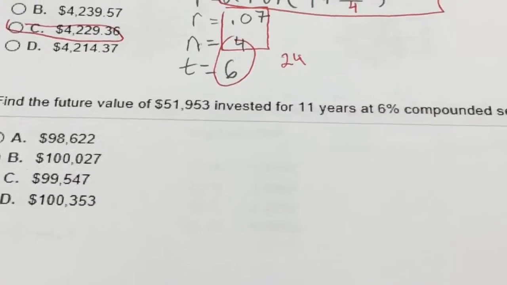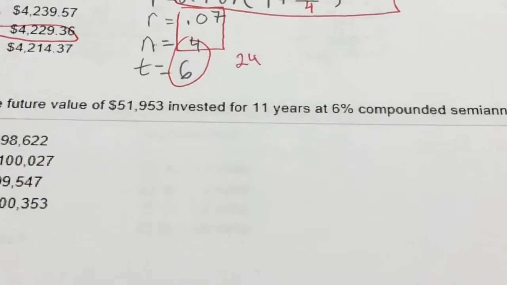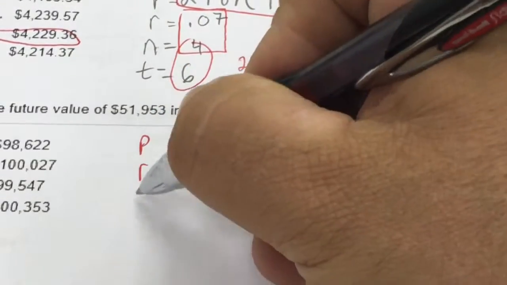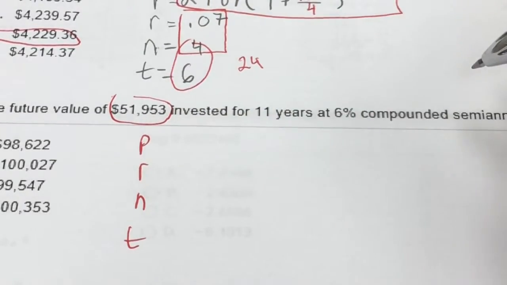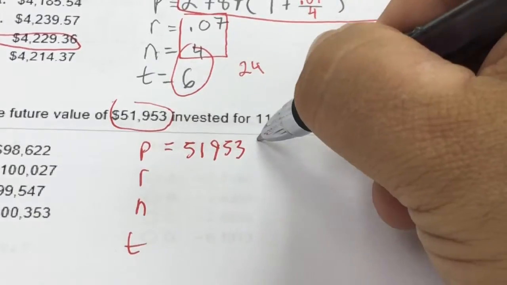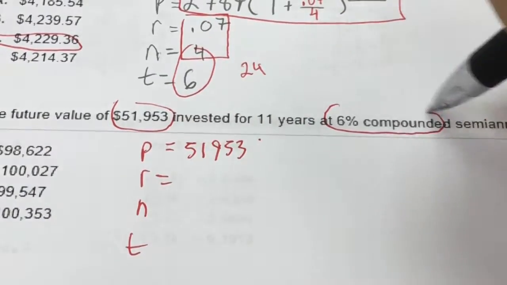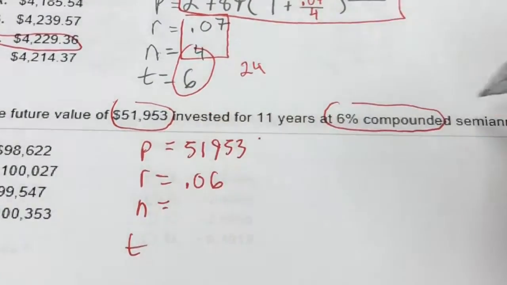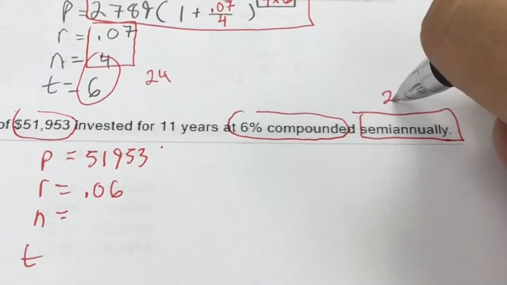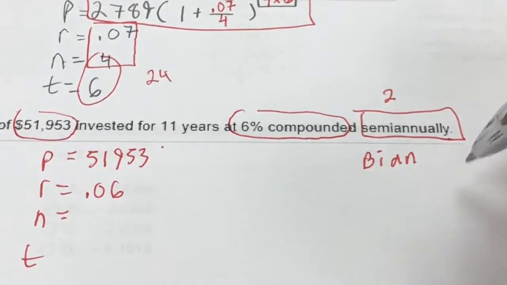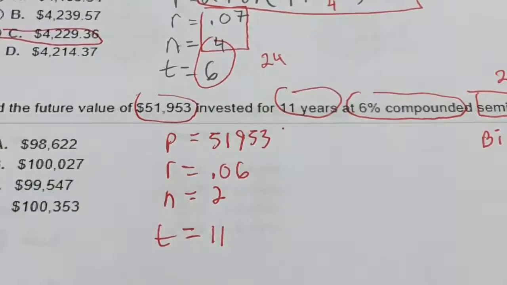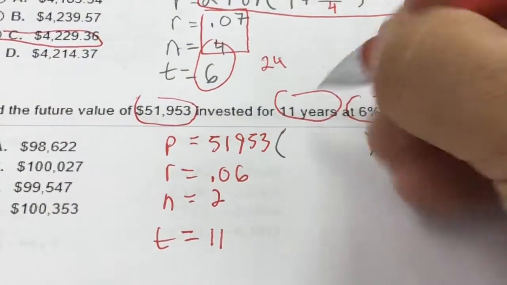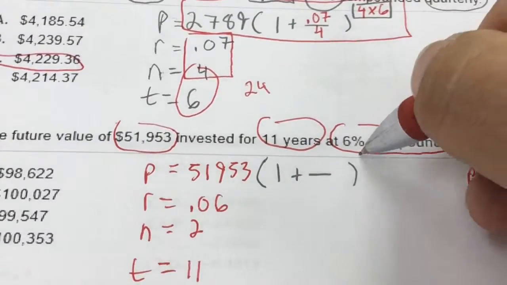Find the future value, 11 years, compounded semi-annually. Another PRINT problem, P, R, N, T. The present value is $51,953. My interest rate is 6%, 0.06. Compounded semi-annually. Semi-annually means 2. Biannually means 2 also. N equals 2. The time that I'm leaving this in for is 11 years. I'm going to set up the problem. Big parentheses. 1 plus the division bar to an X box power.